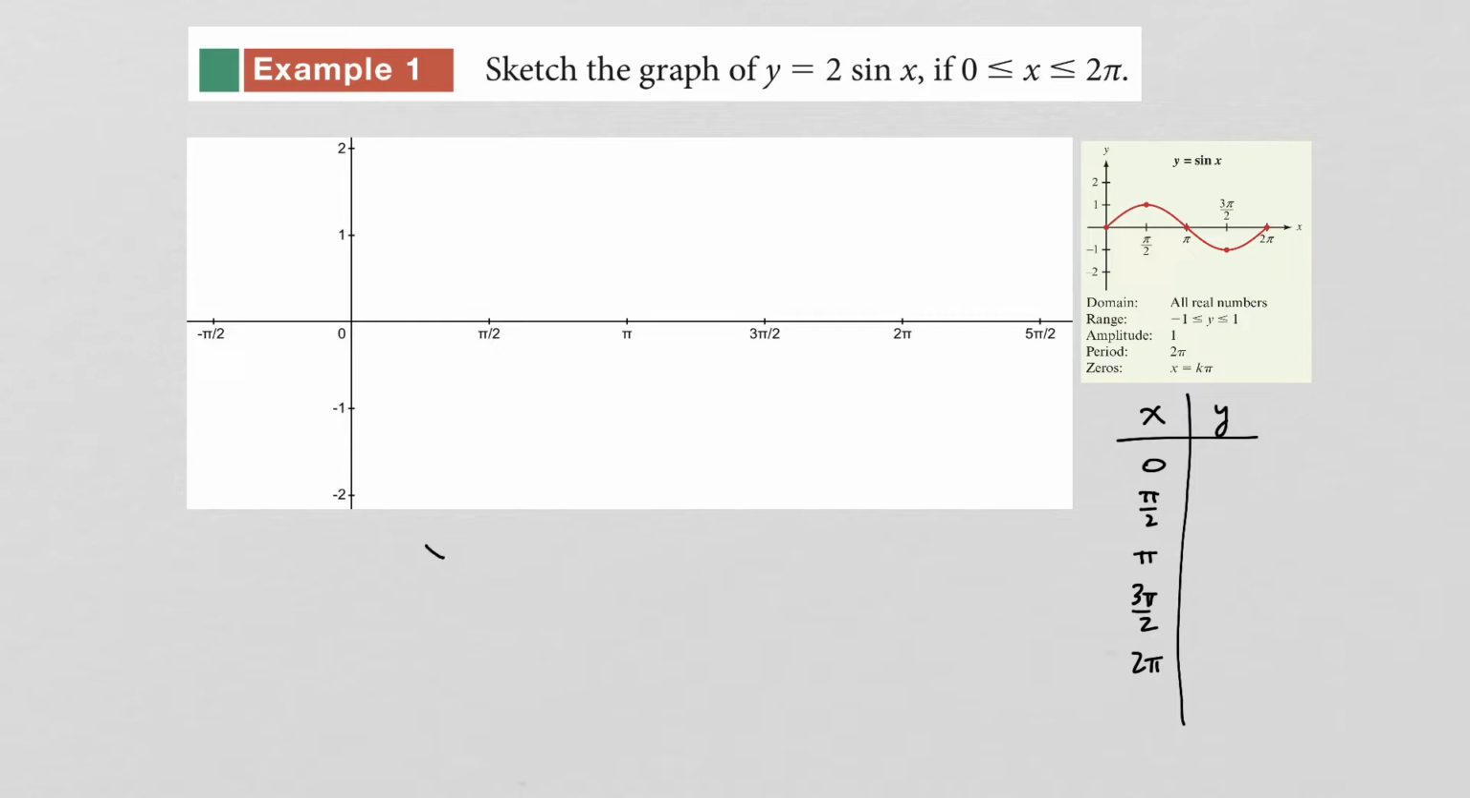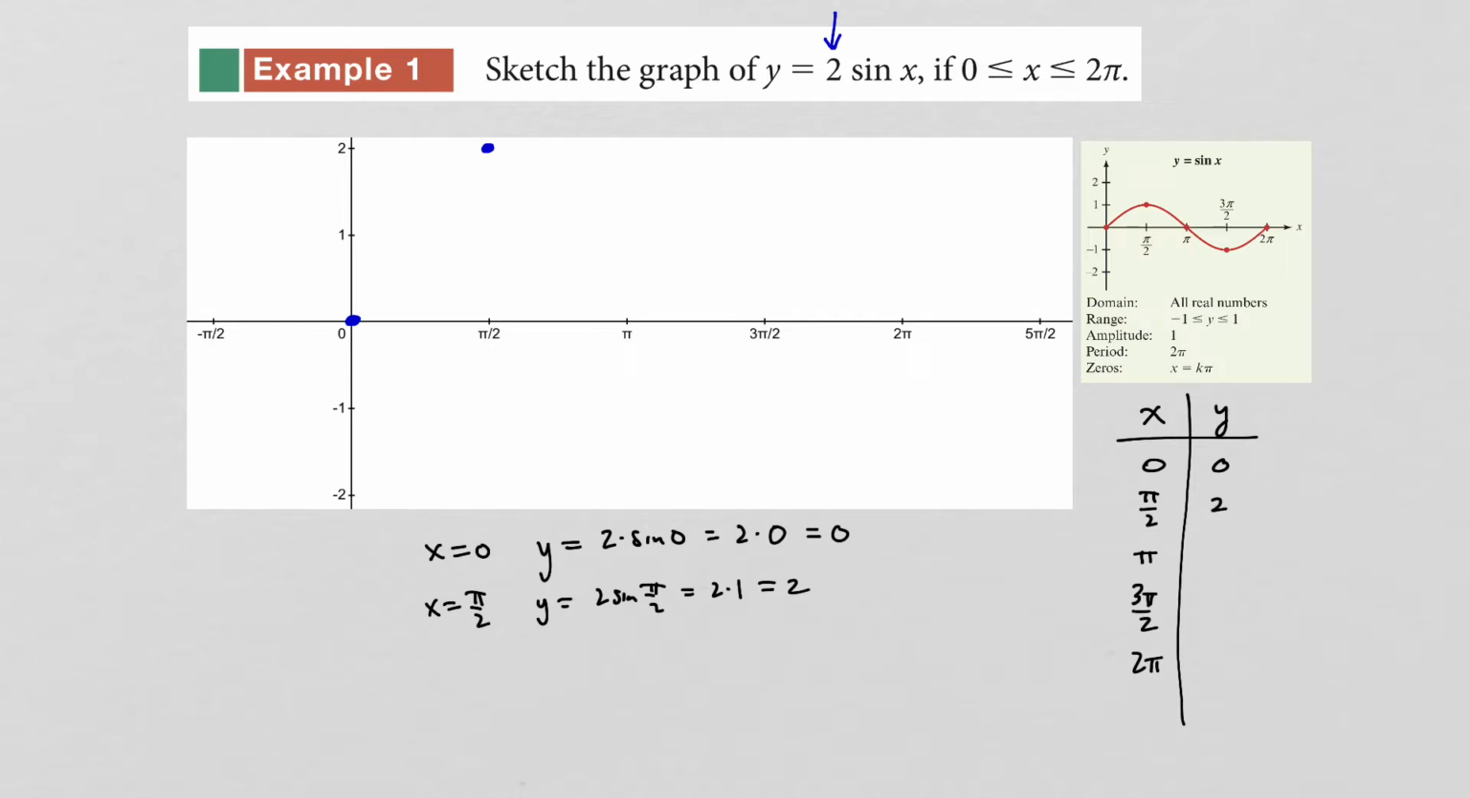For example, when x equals 0, y is going to be 2 times the sine of 0. Sine of 0 is 0, and 2 times 0 is 0. So our first point is at 0, 0. If x is pi over 2, y is going to be 2 times the sine of pi over 2, which is 2 times 1, which is 2. So when x is pi over 2, y is going to be up here at 2. You see that it goes higher than normal. And of course, that 2 is because of the 2 in front of the function.